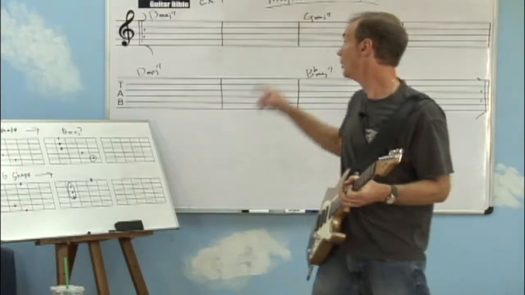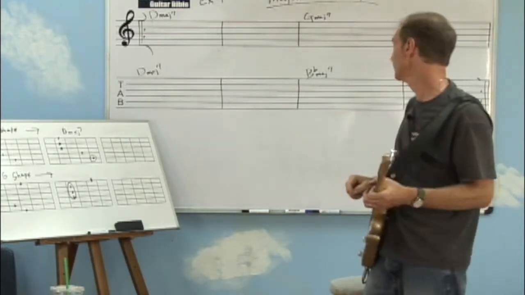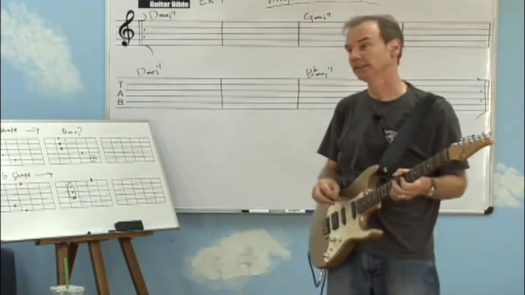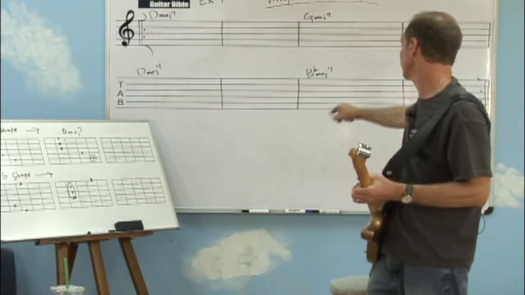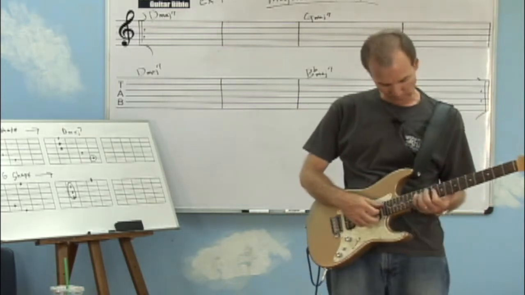Okay? Now my progression actually goes to another chord at the seventh bar. It goes to B flat major 7. Okay? So what are we going to do there? Well, we're going to go to a B flat major 7th chord, but what do we want to do there?